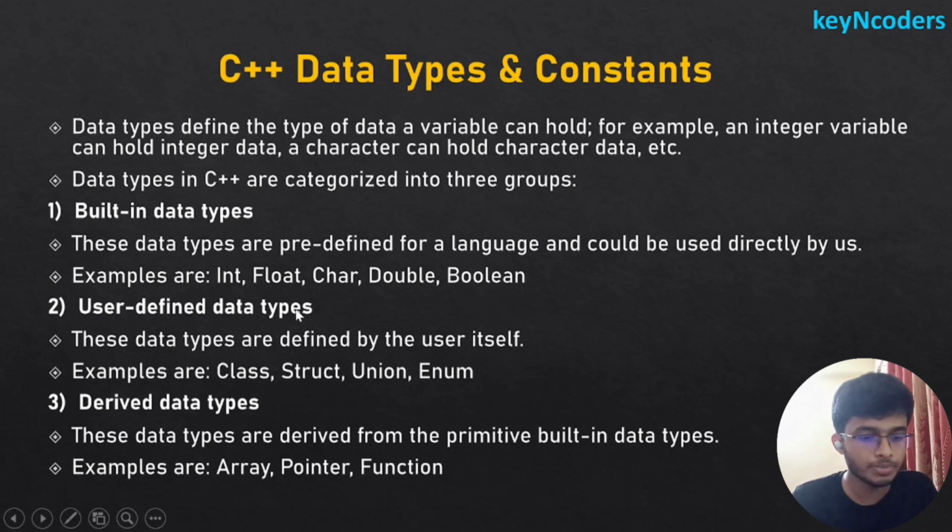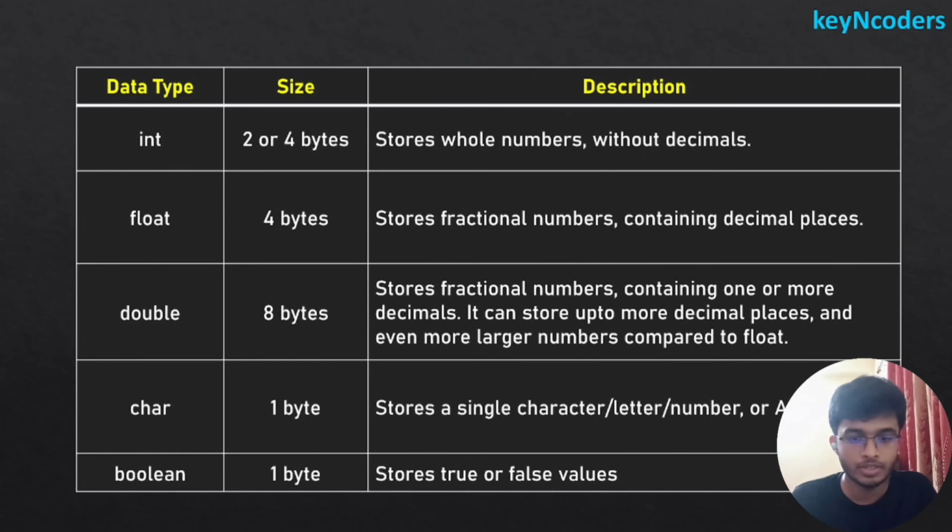So the user defined data types are class, struct, union, enum, and the third one is derived data types, which can be array, pointer, function. This might be very confusing or very new to you, but soon I will discuss all of this. Okay, so let us come to the next slide. First of all I will define what data types are possible. Most of the time we are going to use all of these along with a string, which I will discuss separately in another lecture.